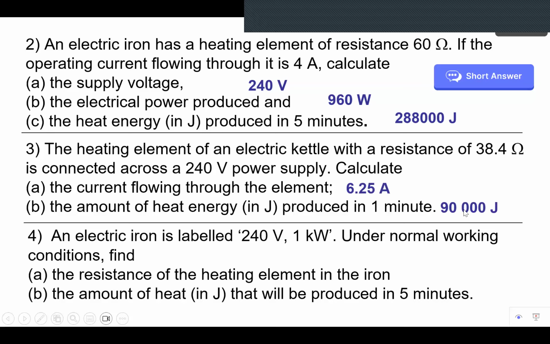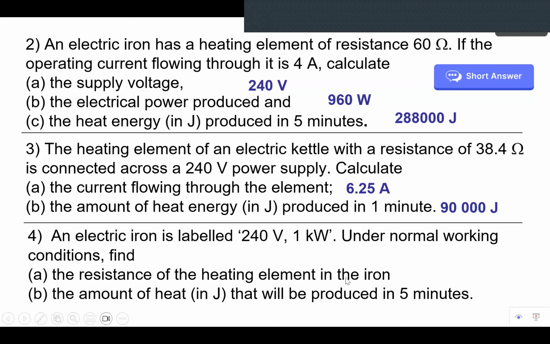Next one, the amount of heat energy produced. Again, energy is power times time. In this case, I do not have power, so I'm going to use VIt. Power equals voltage times current, times the time. So I'm going to use 240 volts times 6.25 times time, 1 minute, which I must change to seconds, which is 60 seconds. Or I can use V squared over R. V squared, 240 squared over R, 38.4, times time, 1 minute, 60 seconds.